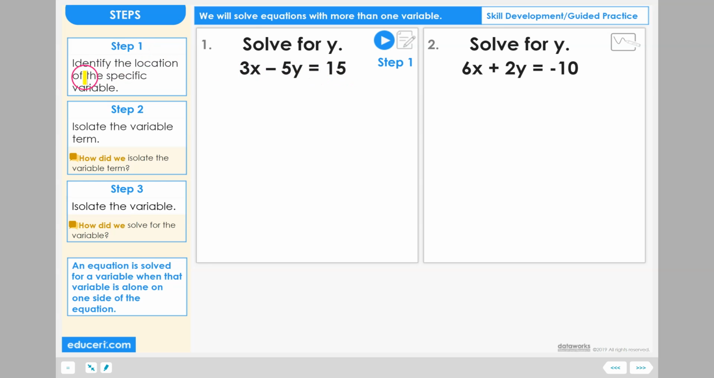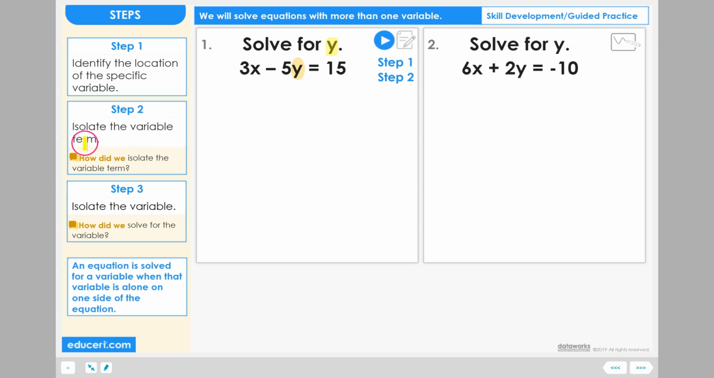Step 1. Identify the location of the specific variable. Here we're trying to solve for y, and y is in the second term of the expression on the left side of the equation.